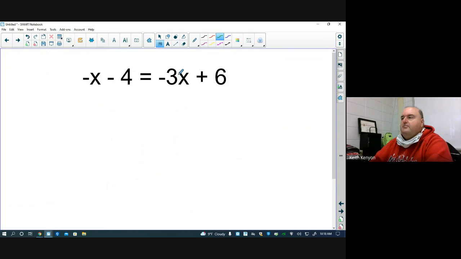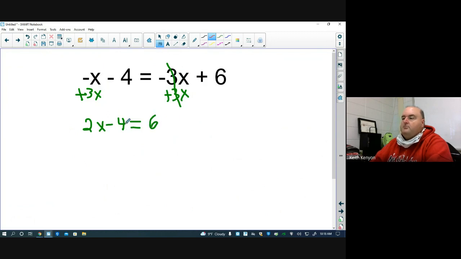And I usually try to keep my x's either on the left or positive. So in this case, I'm going to want to move this 3x over to that side of the equation. So I'm going to have to do the opposite of negative 3x, which is going to be add 3x, and try to get those to cancel on the right and see what we get on the left. So these 3x's are going to cancel. Negative x plus 3x is 2x. And then these canceled, so that just leaves me with a 6.